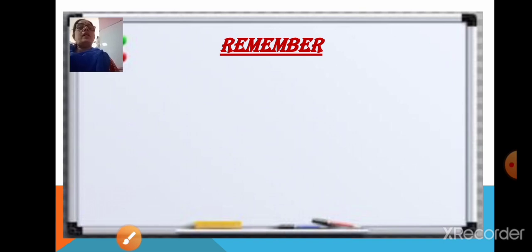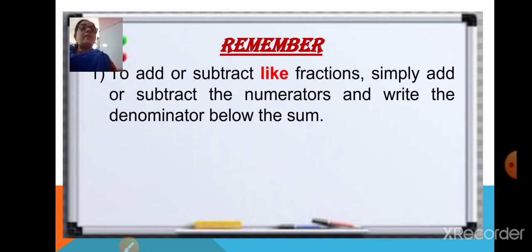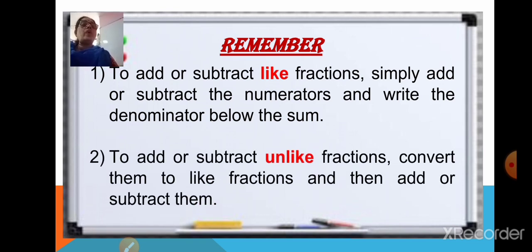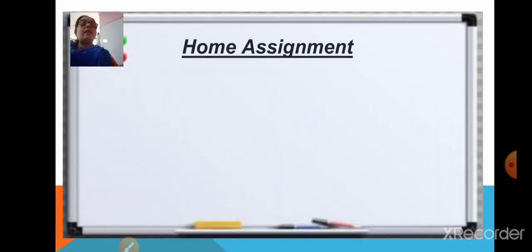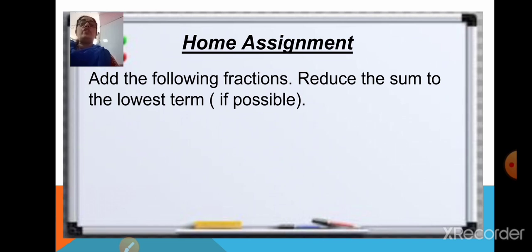Now children, while doing the addition and subtraction sums, two things you have to keep in mind. To add or subtract like fractions, simply add or subtract the numerators and write the denominator below the sum. And for unlike fractions, convert them to like fractions first and then add or subtract them. Based on this, home assignment for you, which you have to do in your homework part and practice it.